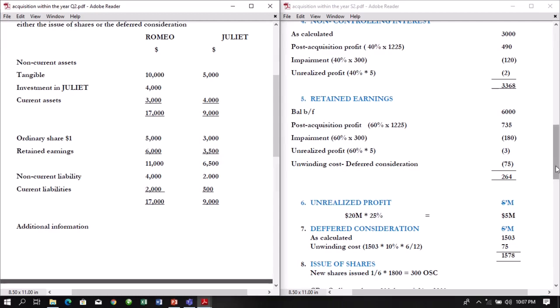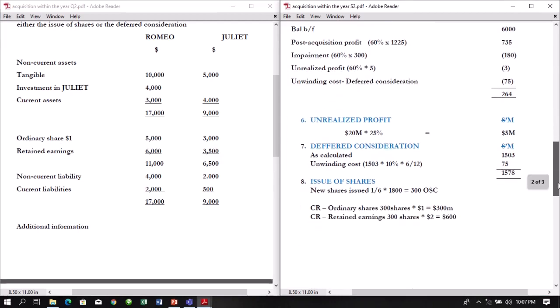Now, before ending that, don't forget, I told you something under deferred consideration. I said whenever you have deferred consideration, two things come to mind: discount to present value, and at the end of every year, unwind. So in this case, as calculated in working note 3 for deferred consideration, we calculated it to be 1503.